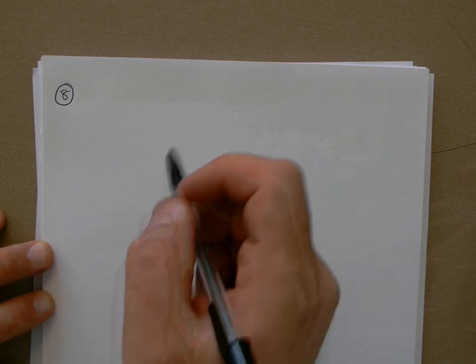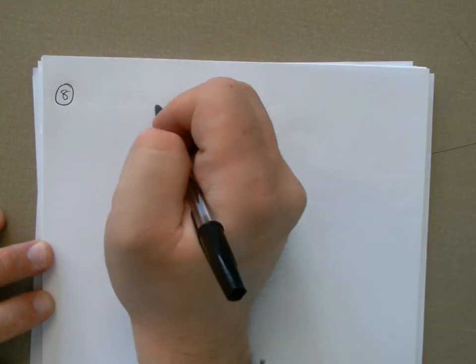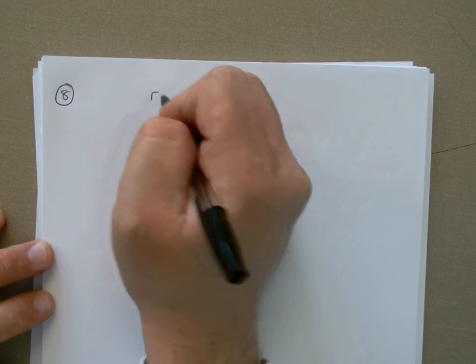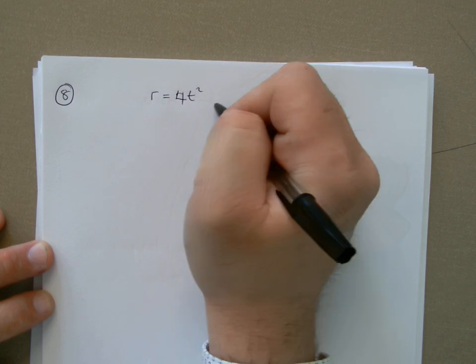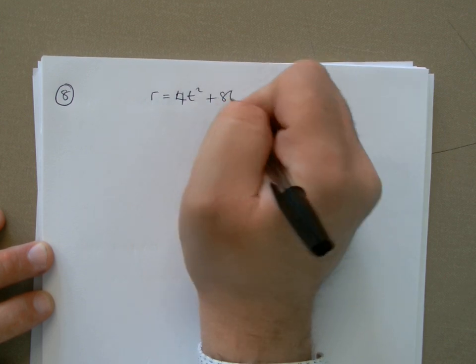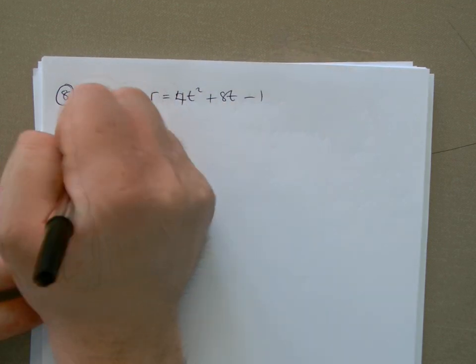So we've got here a particle of 500 grams that moves along the horizontal x-axis such that its displacement r is given by 4t squared plus 8t minus 1. It says in terms of t, find the velocity.